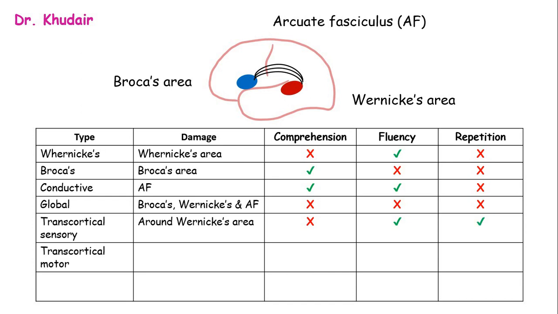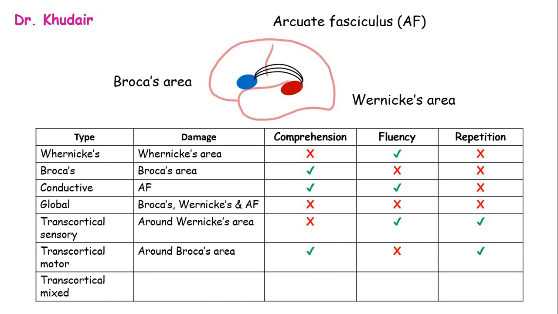Next, we have transcortical motor aphasia, which affects the area around Broca's, so the output from Broca's area will be affected, but Broca's itself remains intact, and this will affect the fluency. And since Wernicke's area is intact, comprehension is intact. As we said, the output from Broca's is disrupted, and hence the fluency is affected. Lastly, because the three structures for repetition are intact, repetition will be intact.